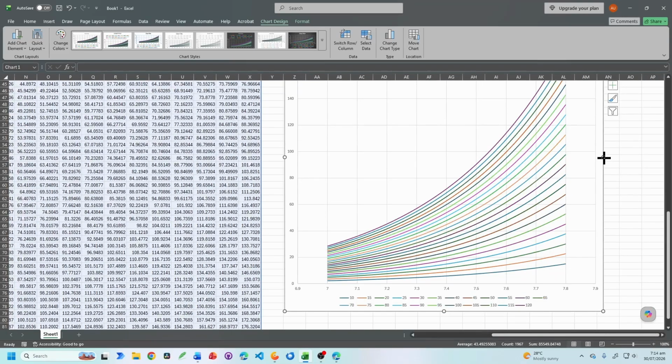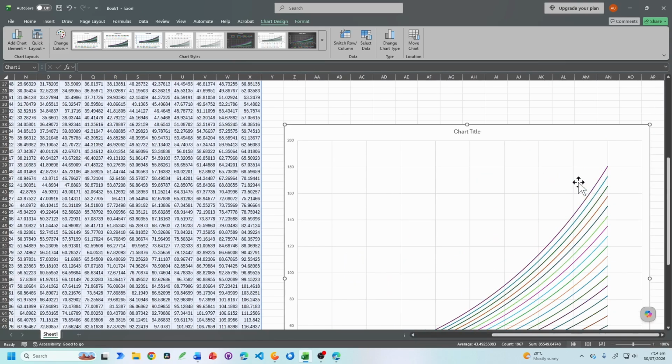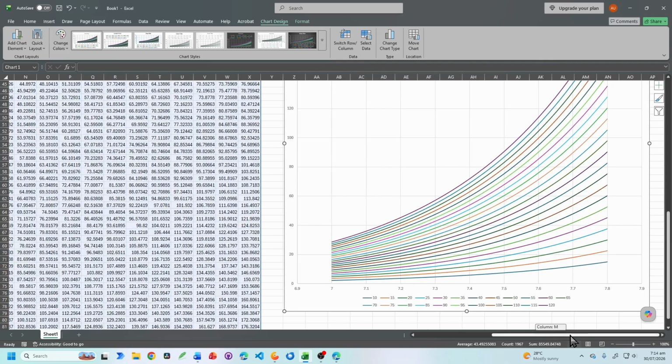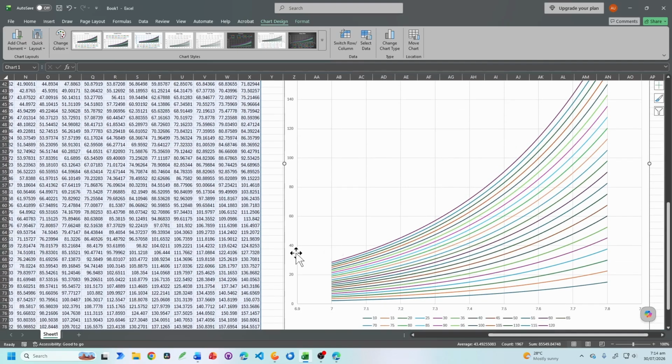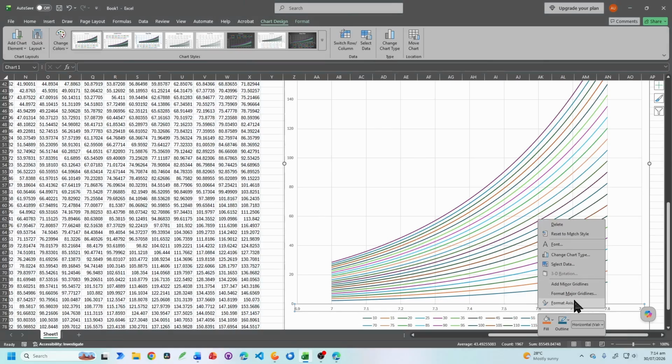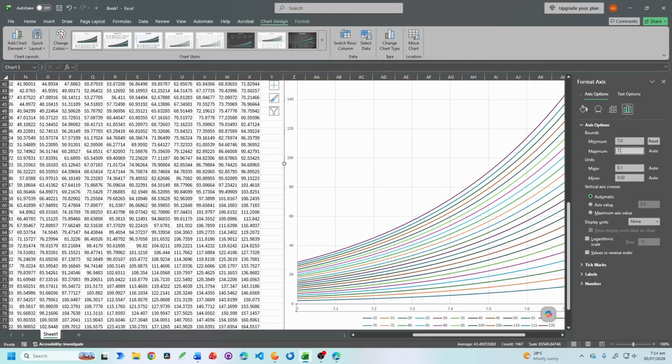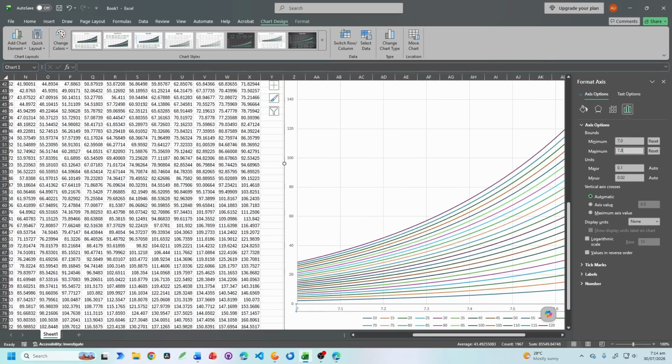Okay, so now we have this graph, and actually the axes are a bit off. The pH should start from 7 and end at 7.8. To do so, I will click here and right click, and I will click format axis, and I will start from 7.0 and make it end at 7.8. Yeah, this should work. And also now I will format this axis as well.